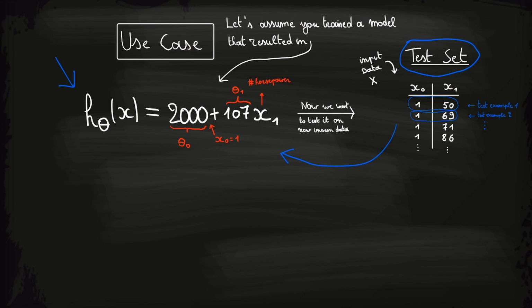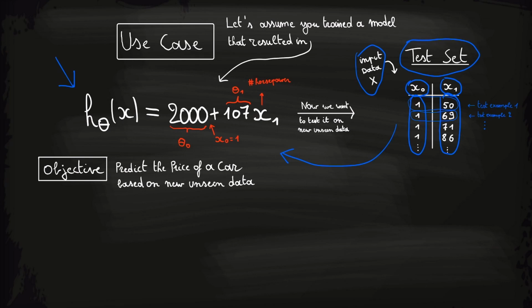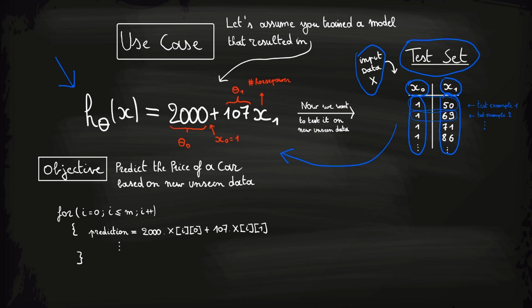In most applications we provide this dataset in a CSV file that we can read out with some programming language of choice. The file contains for every test example the input data x, which in this case is x subscript 0, which is always equal to 1, and x subscript 1, which is the amount of horsepower. So our objective now is to write some code that will give us the predictions of the price of the car, based on these new test examples. We can do this with a loop that might look somewhat like this. And as you see, this might become a long and impractical expression.